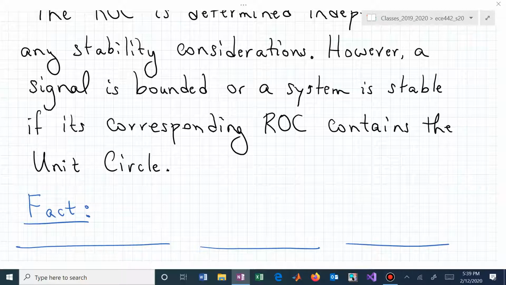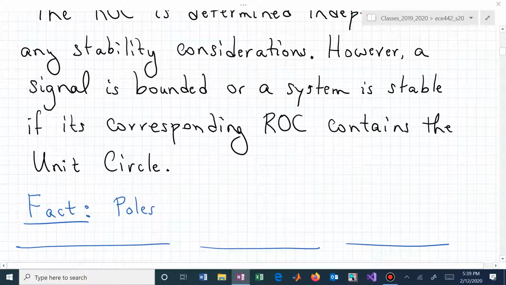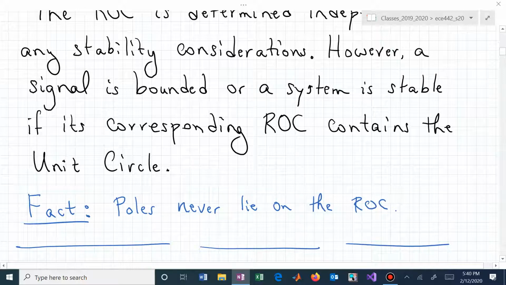One fact that you also want to keep in mind relative to region of convergence is that if you have poles, they never are inside the region of convergence. They are always outside of the region of convergence. And outside could mean different things, but they are not lying on top of the region of convergence, or the region of convergence does not contain poles. So the fact is, poles never lie on the region of convergence.